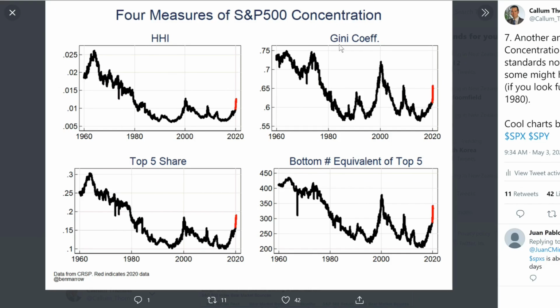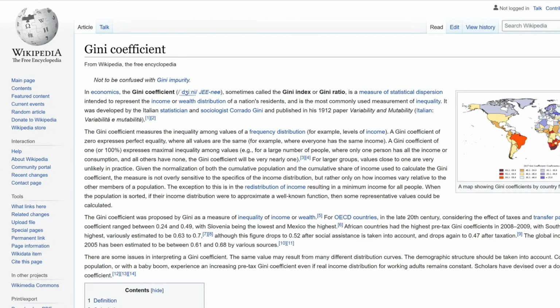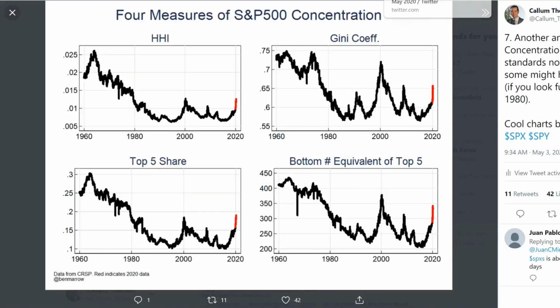But yeah, it's 4 different measures here. That top 5 here is the one that you're all familiar with. The bottom number is the equivalent to the top 5. It's another interesting way of doing it. Gini coefficient, students of economics will remember that one. Here's the definition here. It's basically a measure of inequality among values of a frequency distribution. There goes the Wikipedia page. You can read it up on your own time.